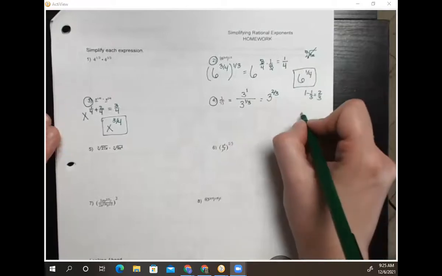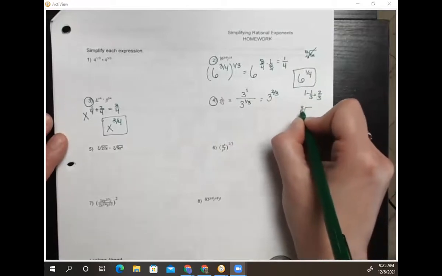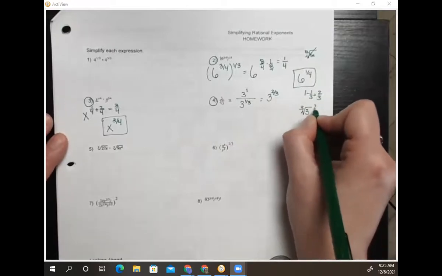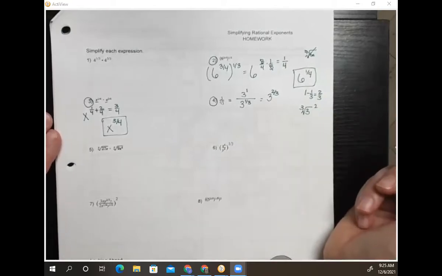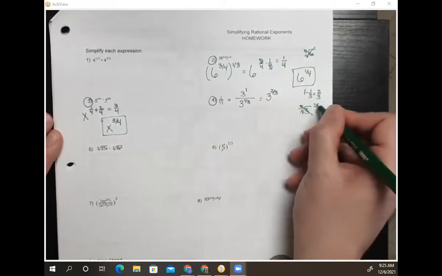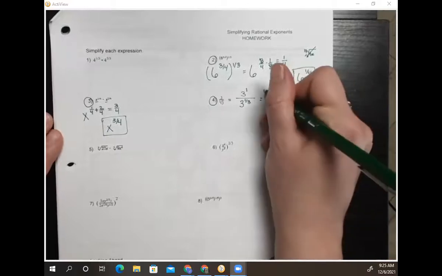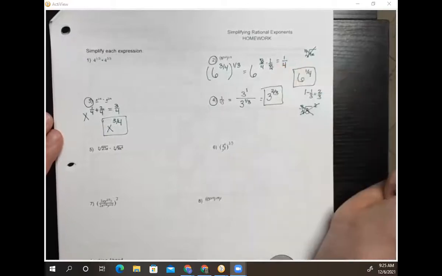Now this, if I wanted to double check, would be the cube root of 3 squared. We don't know the cube root of 3. We just know it's not a nice number. So this isn't something I could simplify at all. I would just leave my answer as 3 to the 2/3.